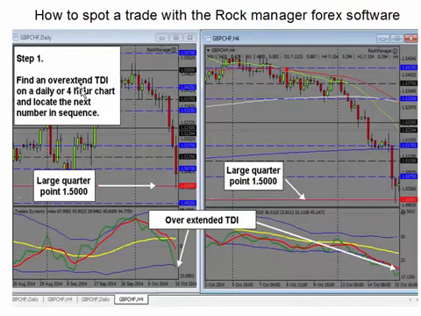Step 1. Find an overextended Trader's Dynamic Index on a daily or 4-hour chart, and we locate the next number in the sequence. In this example, we have the large quarter point of 1.500 on the pound Swissy daily chart, and we have an overextended TDI. Here's the 4-hour chart, and again it shows the 1.500 number, and it's already bounced. So we drop down to the 1 hour and the 15-minute to find an entry.